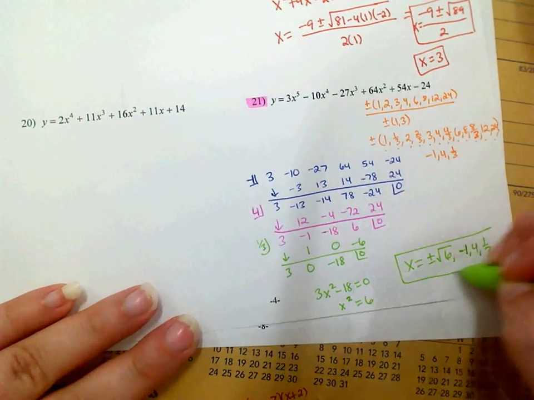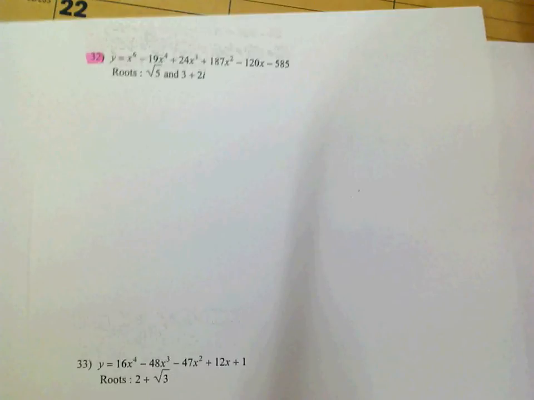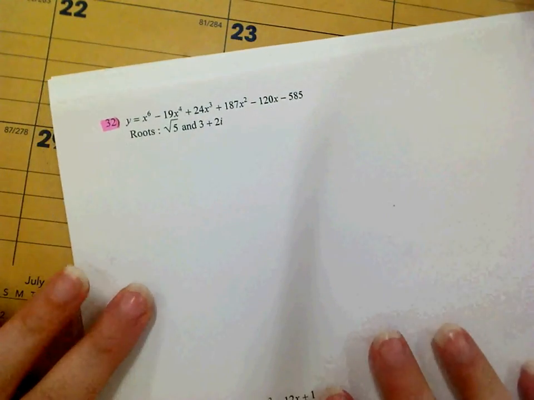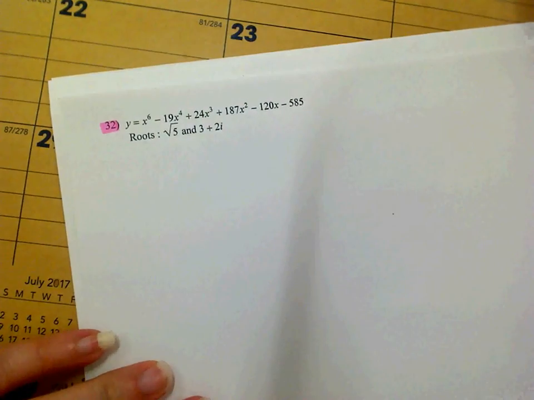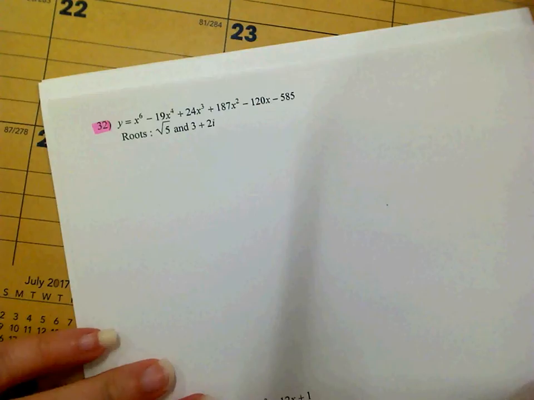Okay, last one, let's do number 32. We're going to divide out a bunch of things. Okay, let's see. Trying to decide if I want to do the square root first or the imaginary part first.